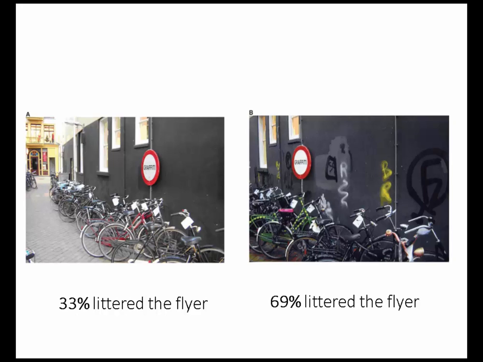So in the case where there was no graffiti at the wall, 33% of the people threw down the flyer onto the floor. They littered. While when there was graffiti at the wall, 69% of the people littered the flyer. It's a huge difference, and the only thing that is different is that in the one case, the contextual norm, no graffiti, is being followed, while in the other case, the contextual norm, no graffiti, is violated because there is graffiti at the wall.